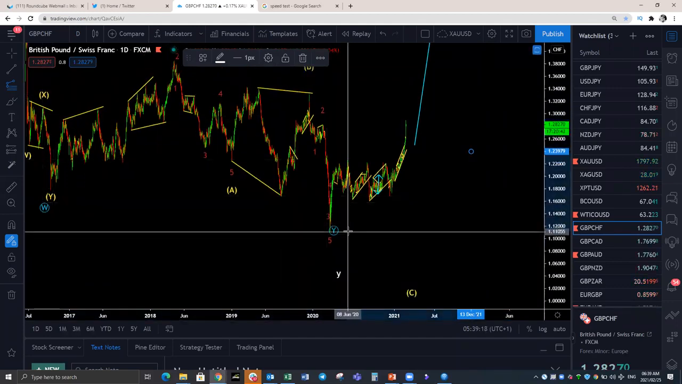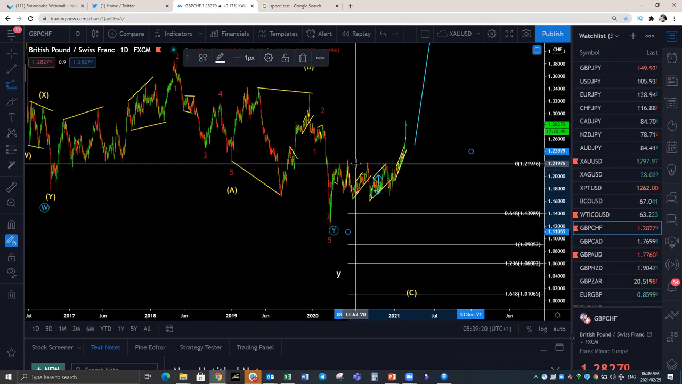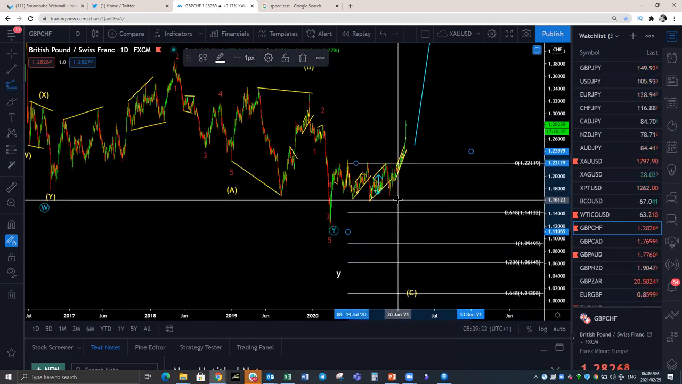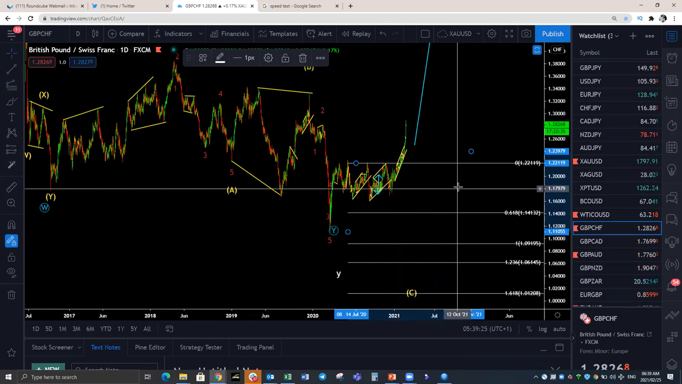So start it here at the bottom, take it up there, back around this level, not like that. Need to take this off.